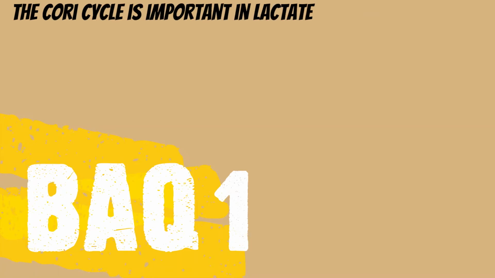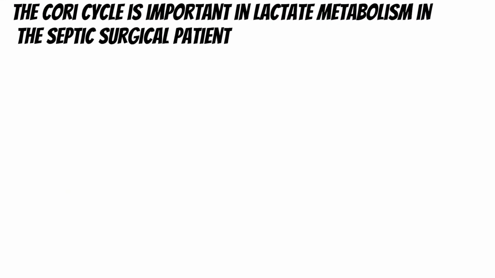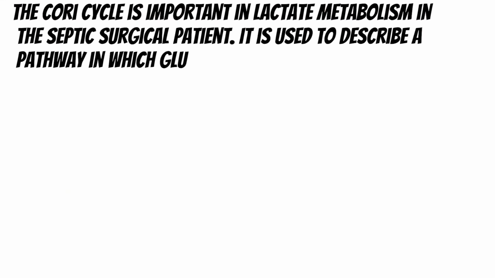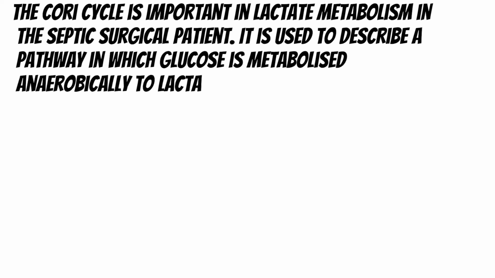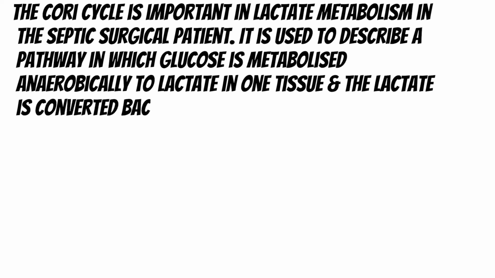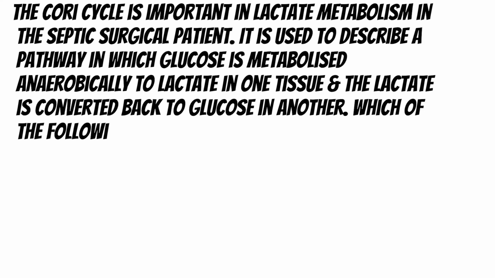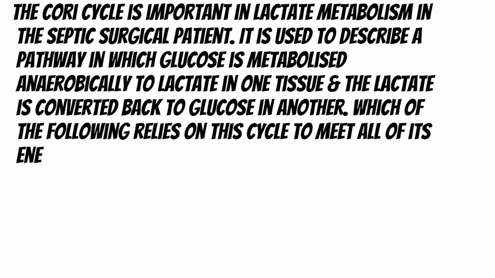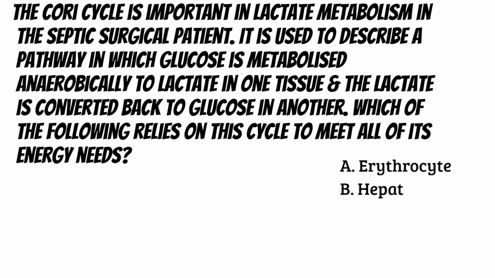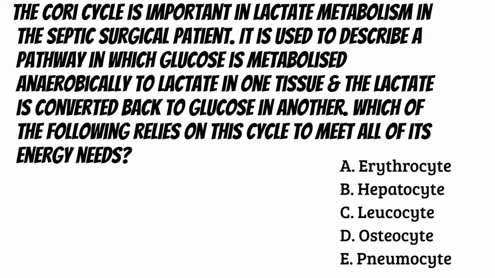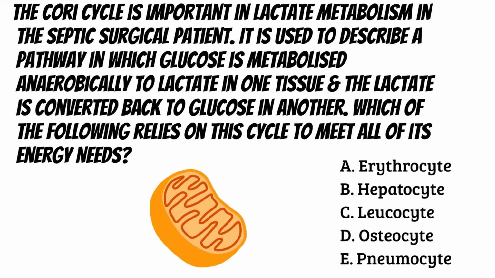The Cori cycle is important in lactate metabolism in the septic surgical patient. It is used to describe a pathway in which glucose is metabolized anaerobically to lactate in one tissue and the lactate is converted back to glucose in another. Which of the following relies on this cycle to meet all of its energy needs? A. Erythrocyte, B. Hepatocyte, C. Leukocyte, D. Osteocyte, E. Pneumocyte.